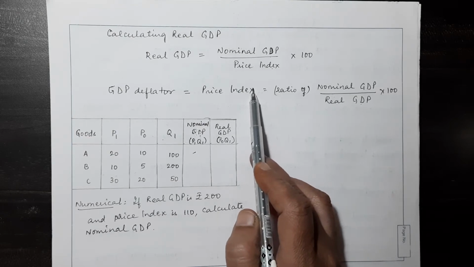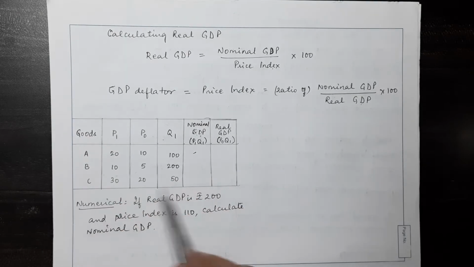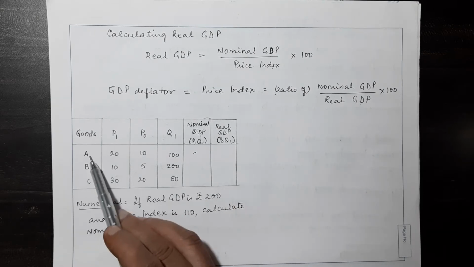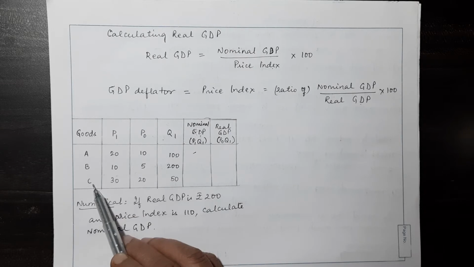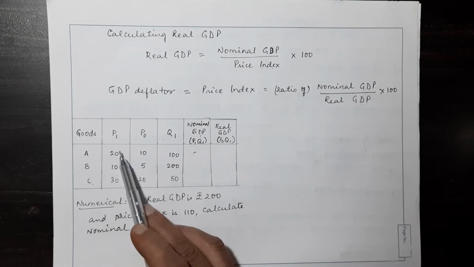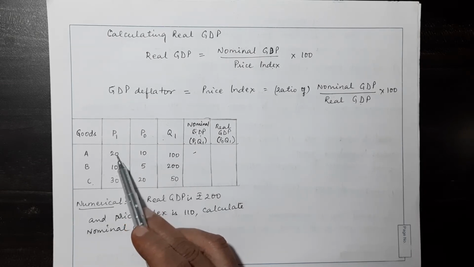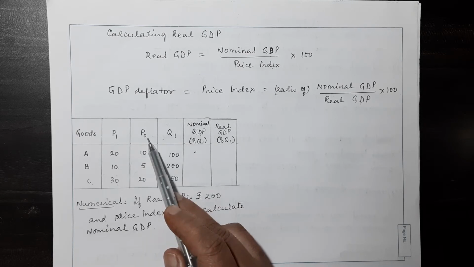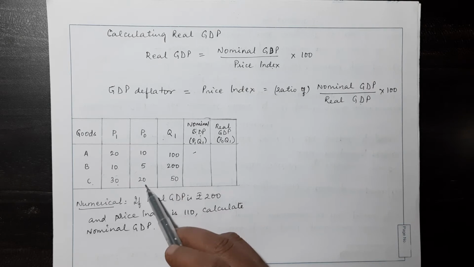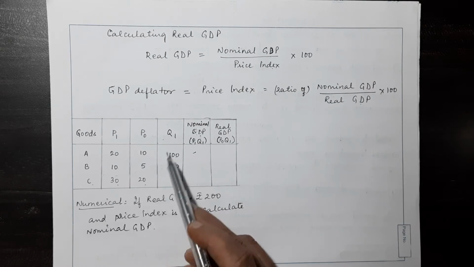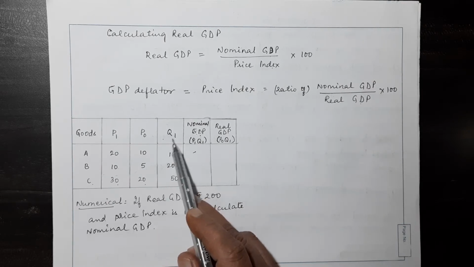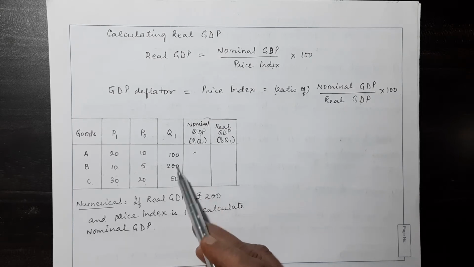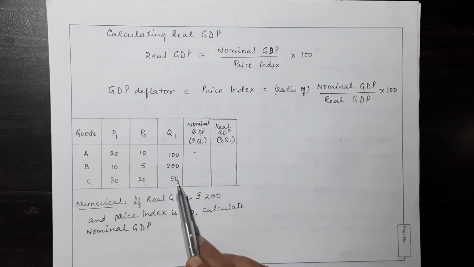Okay, so let's understand this with the help of this numerical over here. Let us say in an economy there are three goods that are produced, A, B and C. Now the prices in the current year P1 are given by 20, 10 and 30 respectively. And in the base year, their prices were 10, 5 and 20 respectively. The quantity produced in the current year are 100, 200 and 50 respectively.